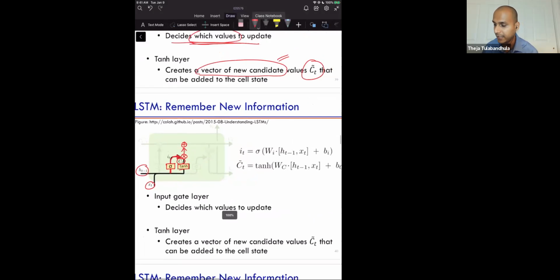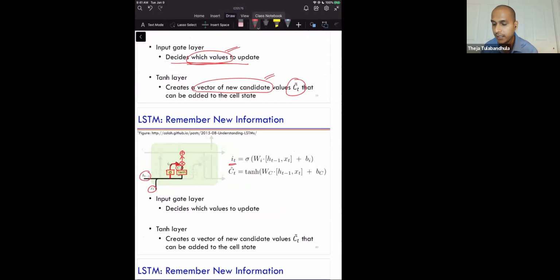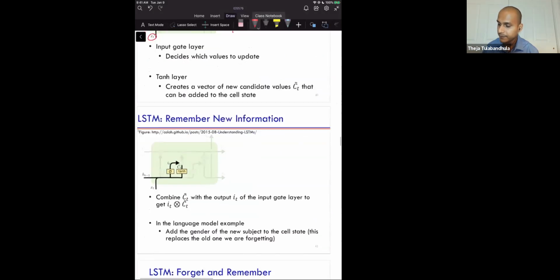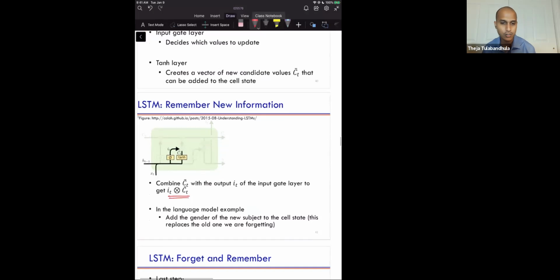But in terms of these intermediate outputs, first is what is new information, a vector where every coordinate is between 0 and 1, and c tilde t is the candidate new information. Given those two, you do an element-wise multiplication between them, and then you add it on to your cell state. You forgot something, now you added new information, so you remembered something. That's how you interpret this LSTM architecture.